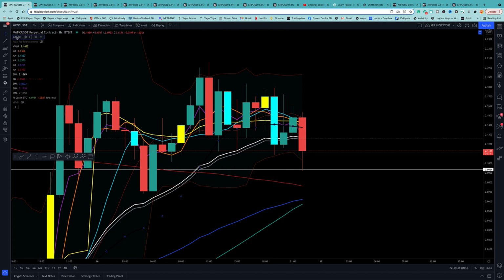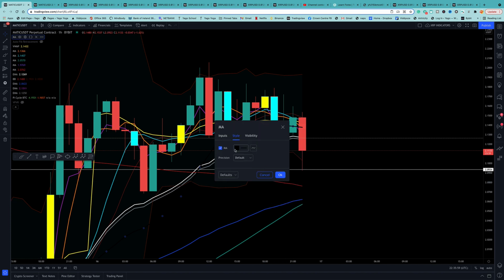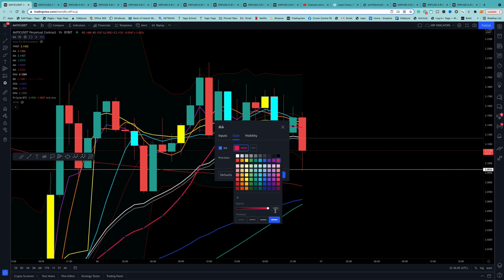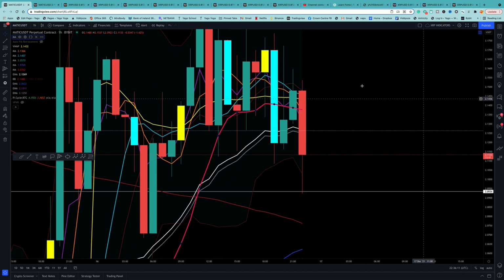Maybe I'll change the black. I like black, but maybe I'll change it. Where is it now? Maybe I'll do it this way. Settings. Pink. Okay, I'll do pink for now. Can't miss it. Okay. So now the 5 is crossing the VWAP.